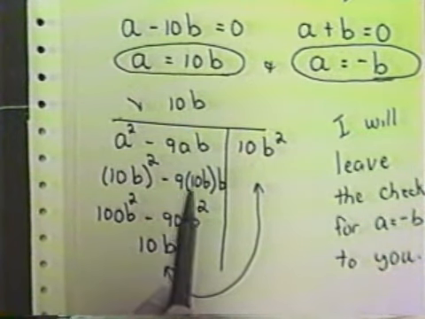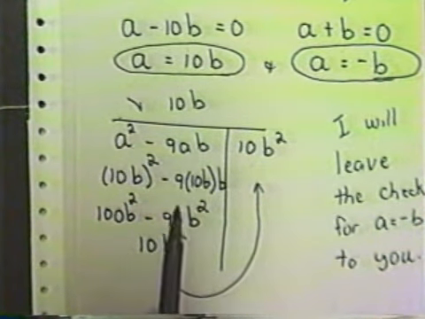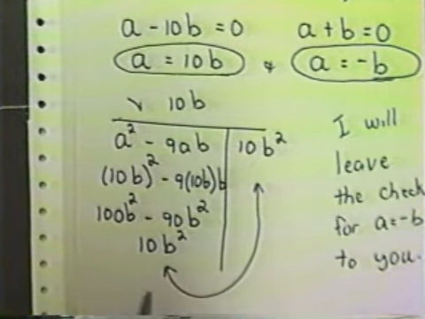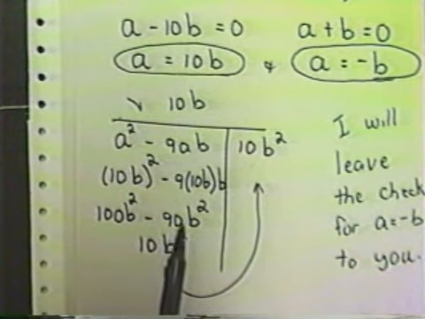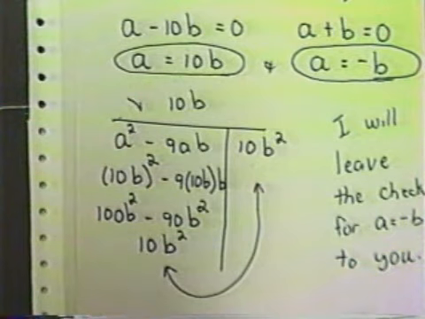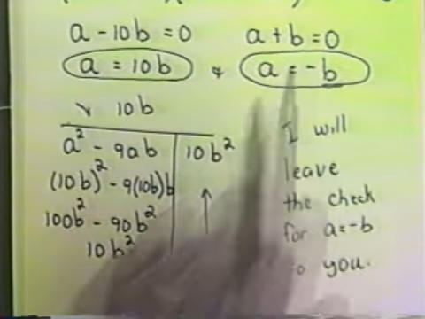Now if I multiply 9 times 10 times b times b, I get a negative 90b squared. 100b squared minus 90b squared is 10b squared. So therefore, I know that a equals 10b will be a solution. Like I say, I'm going to leave you to check the other one.